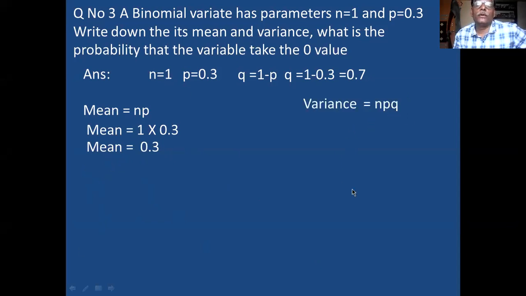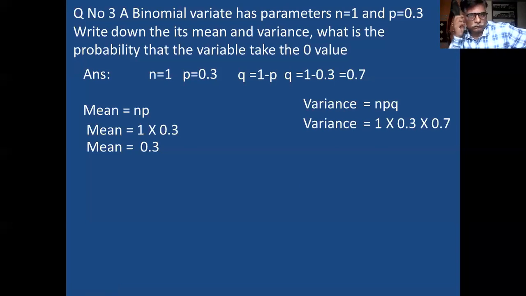Variance is equal to npq. What is n? 1. P? 0.3. Q? 0.7. Then multiply them. What is the answer? 0.21. Okay. Then third question is, if the value of x is 0, they ask to calculate the probability.